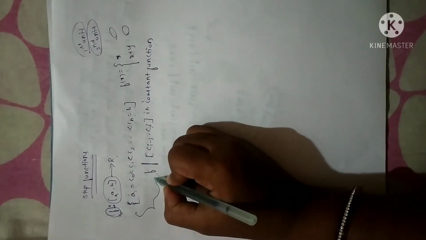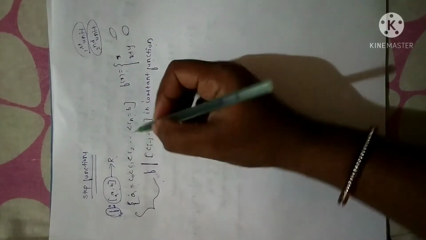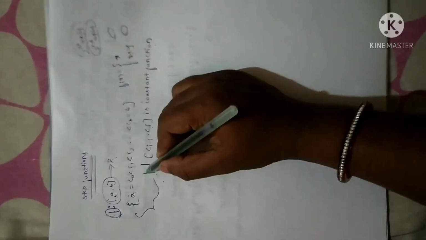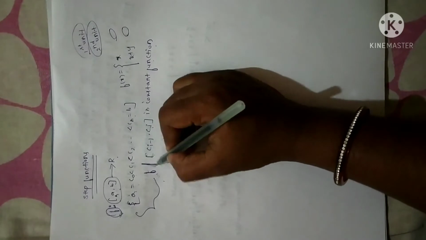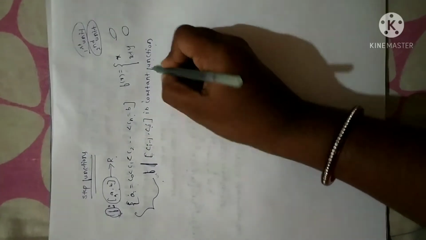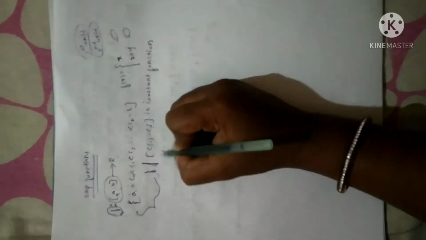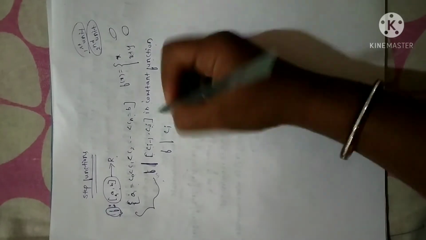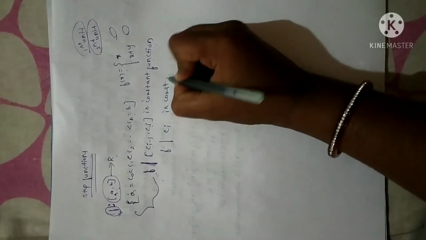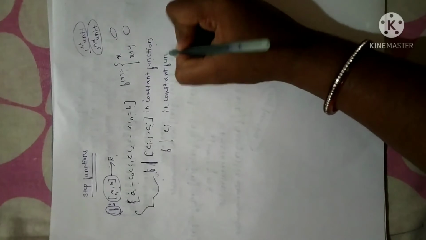The minute I say f is a step function, these two conditions hold. I can divide the closed interval into n partitions. Further, f restricted to (c_{i-1}, c_i) will be a constant function. Or I can also say f restricted to c_i is a constant function. Clear? So this is the meaning of step function.